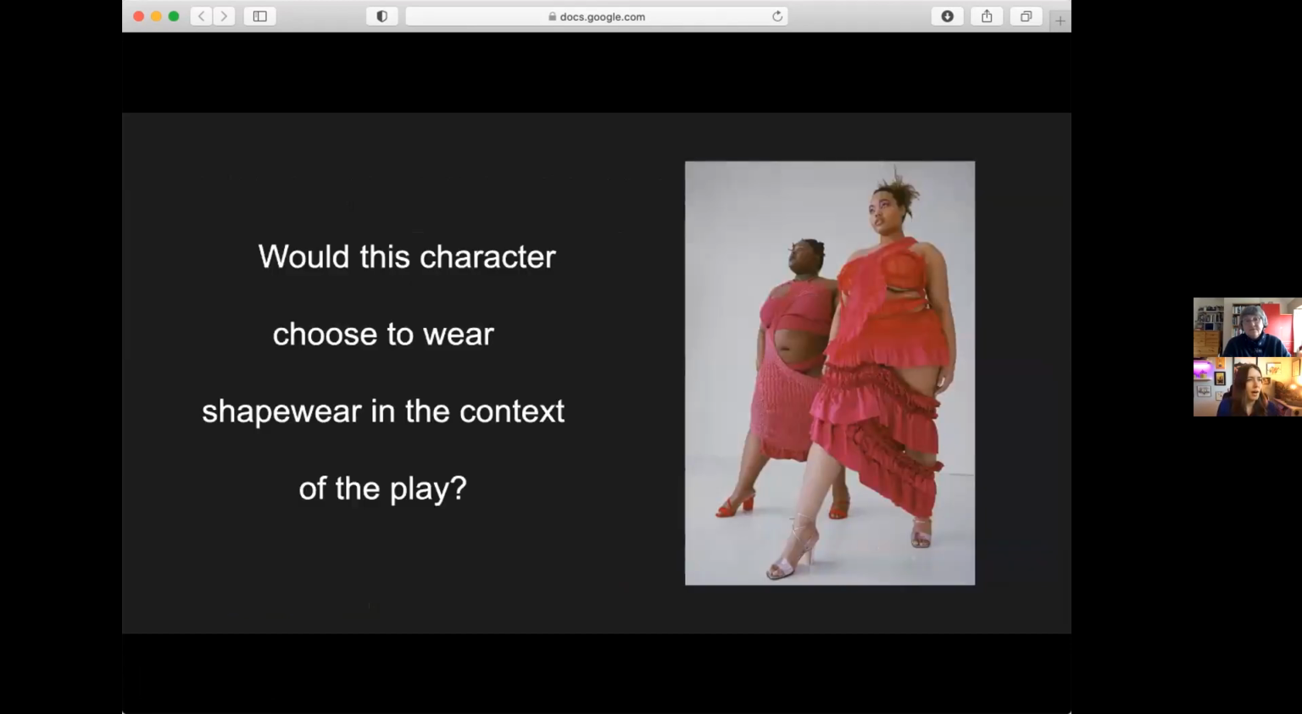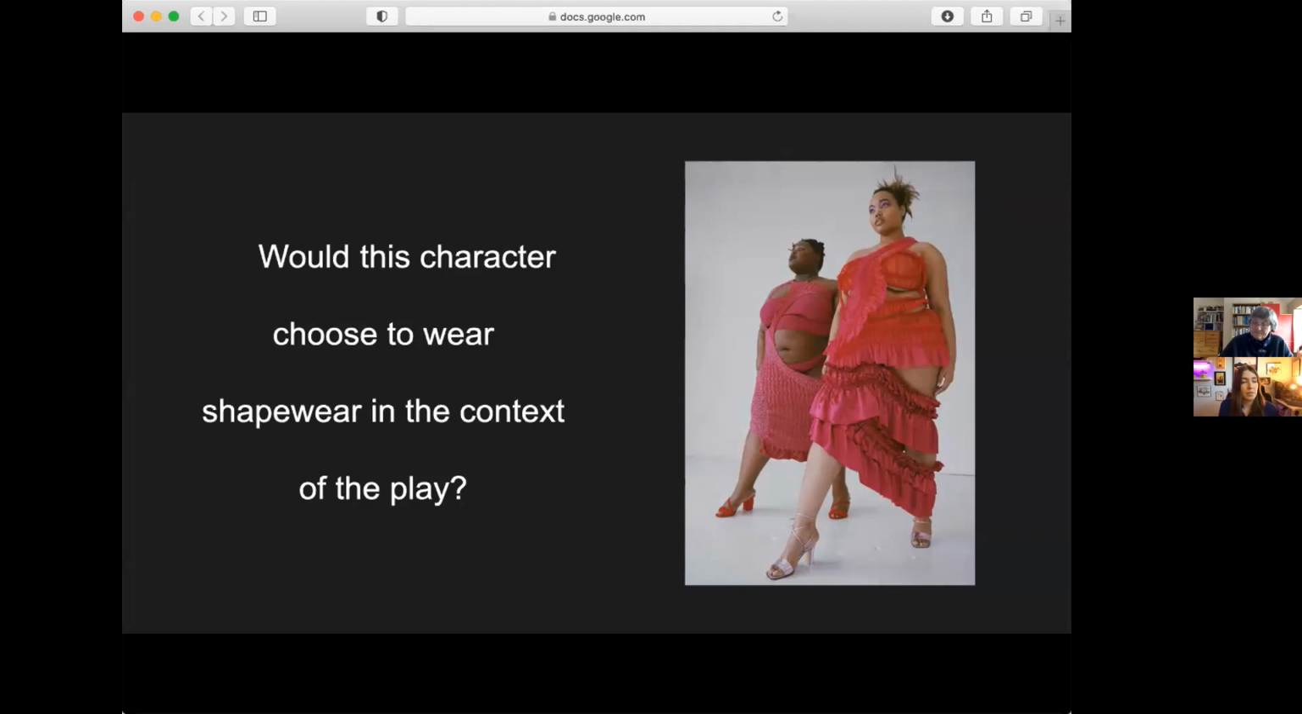So would this character choose to wear shapewear within the context of the play? Designers have to be mindful of their own internalized perception of a preferred body type, which may work against promoting size diversity on stage. The body positivity movement has brought greater awareness and sensitivity to the issue of body shaping.